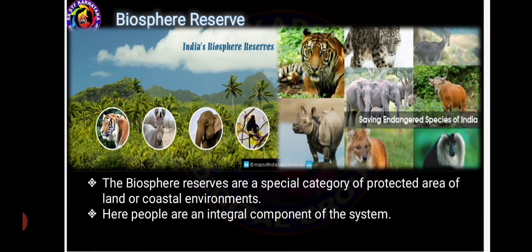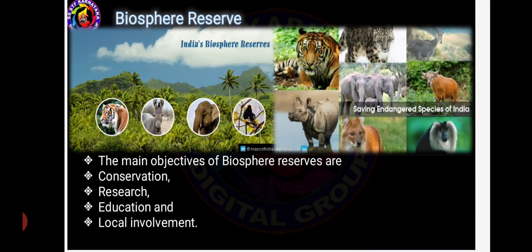What is a Biosphere Reserve? Biosphere reserves are a special category of protected area of land or coastal environments. Here people must cooperate with the systems. What are the objectives or aims of biosphere reserves? 1. Conservation. 2. Research. 3. Education. 4. Local involvement.